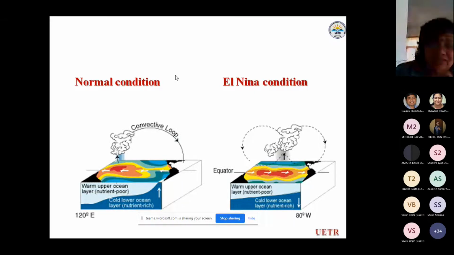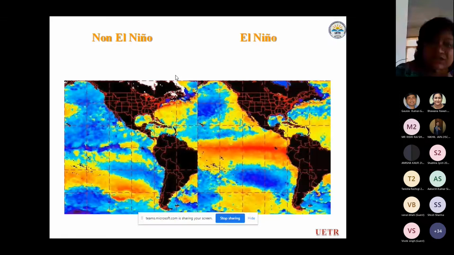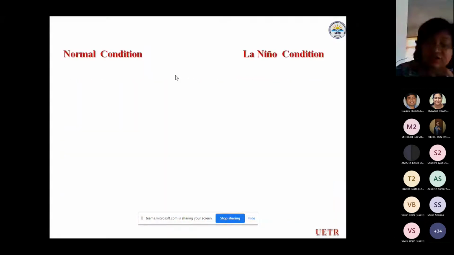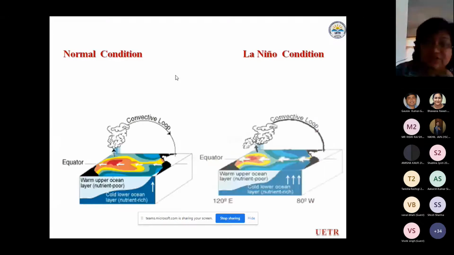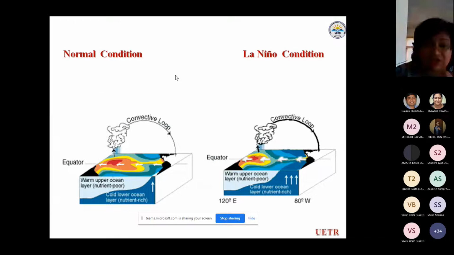And what happens in the La Nina condition? This is a picture in which the red color is showing the higher temperature in the Pacific Ocean, and that graph is suddenly going to increase due to the temperature. And this is the La Nina condition. La Nina condition is just opposite to the El Nino condition. When the wettest places receive more precipitation, it is predicted to be the La Nina condition. When the wettest places receive very little precipitation, that is the El Nino condition.